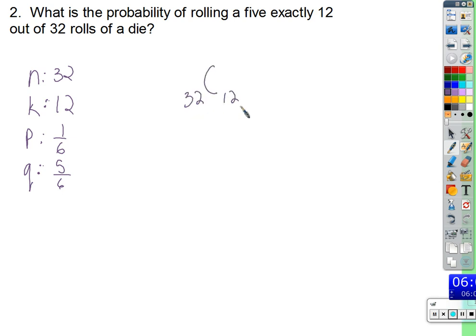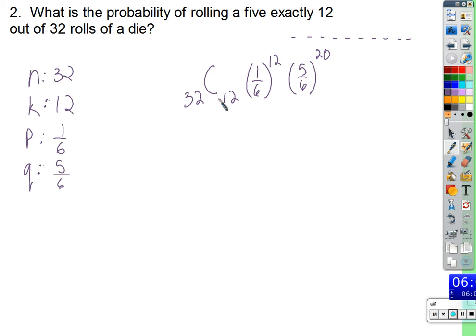So 32C12, that's how many ways we can get 12 out of 32 rolls. First 12, the last 12, the middle 12, and so on. The probability is 1/6 that we'll succeed. We're going to succeed 12 times, so in any string of 32 rolls where there are 12 successes, and how many failures? 20 failures. Any string, it doesn't matter where they are, with 12 successes and 20 failures, we're going to see 1/6 multiplied by itself 12 times and 5/6 multiplied by itself 20 times. And we're going to see that probability this many times, so we multiply it instead of adding all of those probabilities.